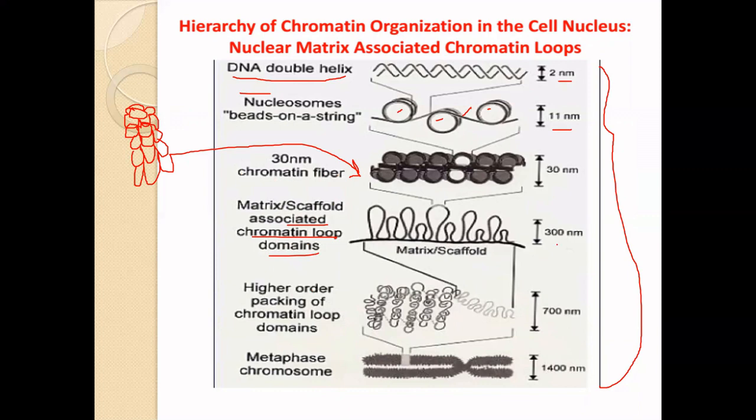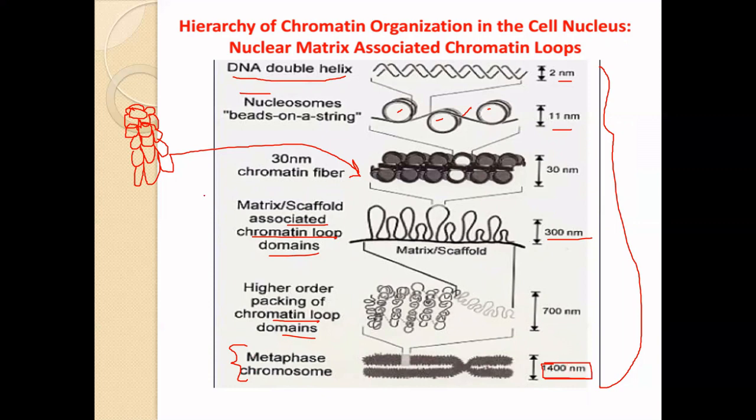That is the 300 nanometer structure. After that, it forms the higher order packaging of the chromatin loop. Again, it forms some chromatin loops. And finally, it condenses into the metaphase chromosome, which is a 1400 nanometer structure, or 1.4 micron. This is actually visible under the microscope.